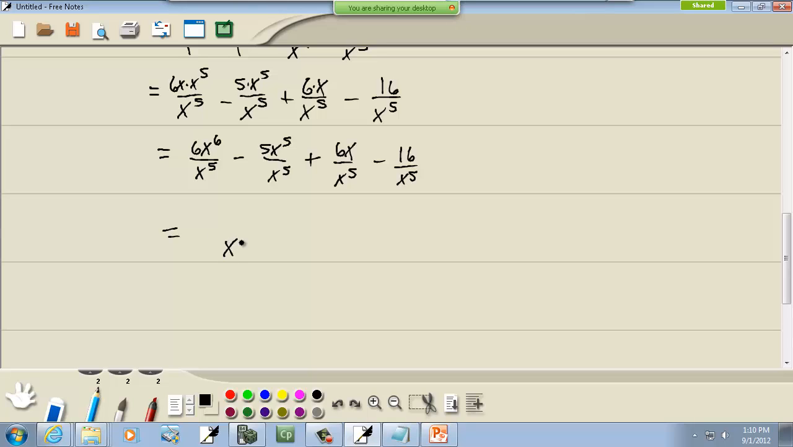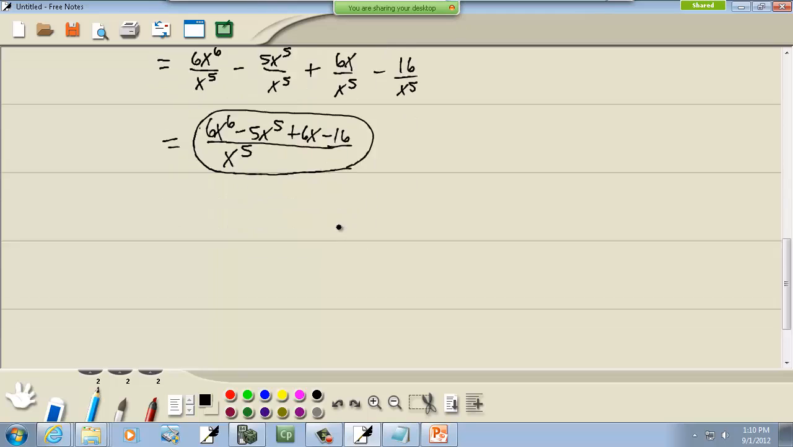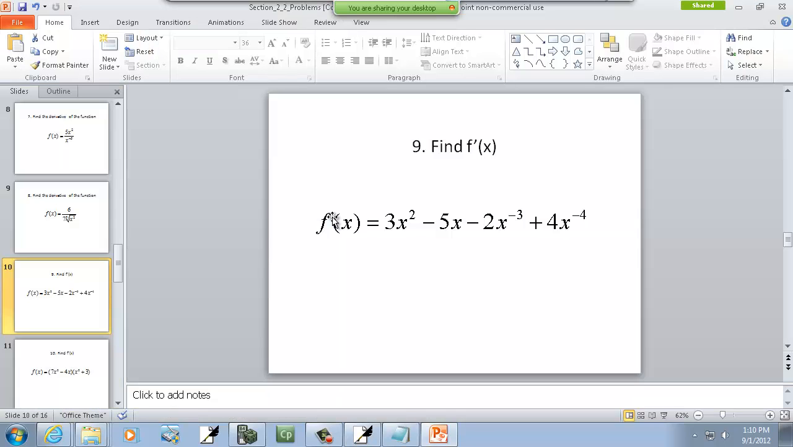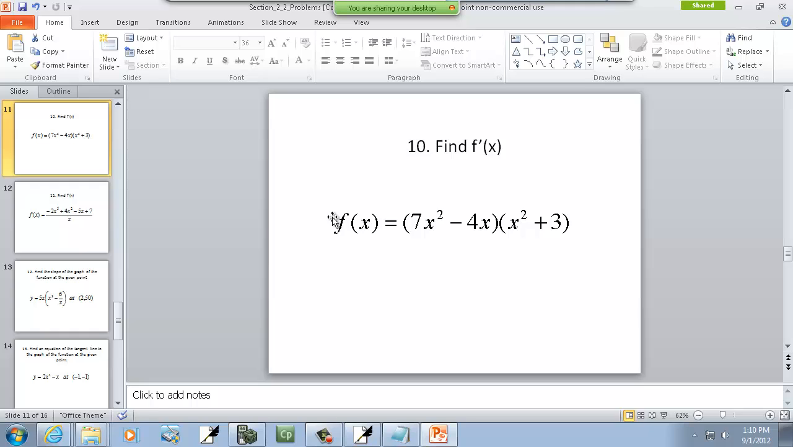Well, they all have the same denominator now, so I merge them into a single fraction. And I got 6x to the 6 minus 5x to the 5th plus 6x minus 16 over x to the 5th. And that's our answer. And I got room for the next one. Yeah, I should have room for that.